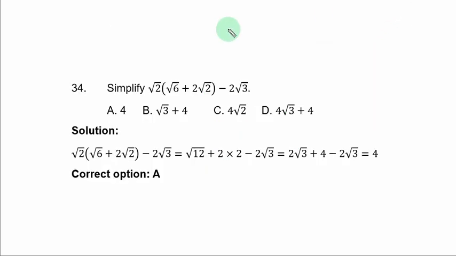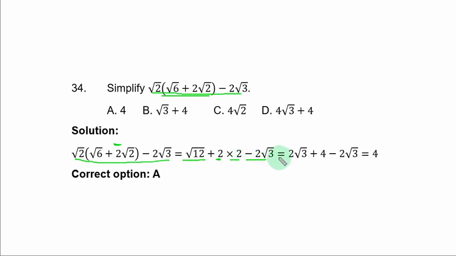Question 34. Simplify root 2 bracket open root 6 plus 2 root 2 bracket close minus 2 root 3. You must understand that different surds can be multiplied, so you open this bracket using root 2. So this is the given expression. Root 2 times root 6 is root 12 plus, we have this 2 there. Root 2 times root 2 is root 4, and root 4 is 2. Then minus this.